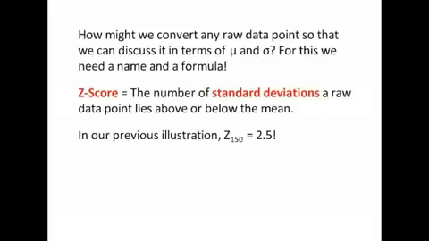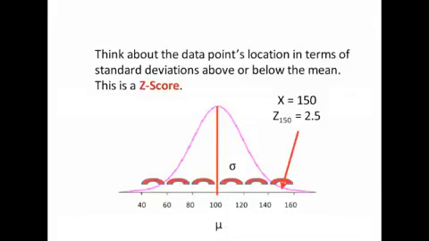We were able to look at the picture and determine that our raw data point lay 2.5 standard deviations above the mean. Do you remember this marvelous picture that we had here? In this picture, we have a mean of 100, we have a standard deviation of 20, and we had a raw data point of 150. Our raw data point lies 2.5 standard deviations above the mean.